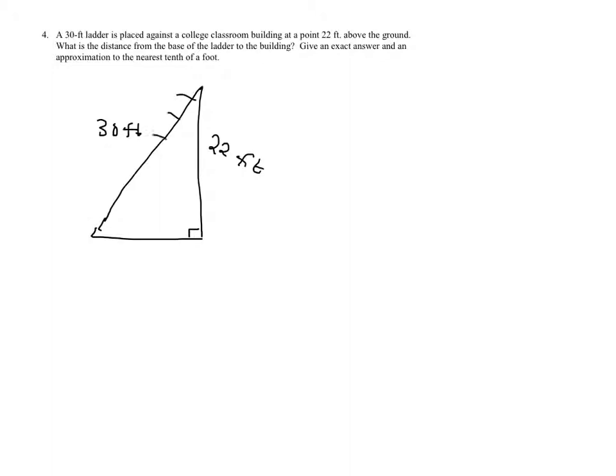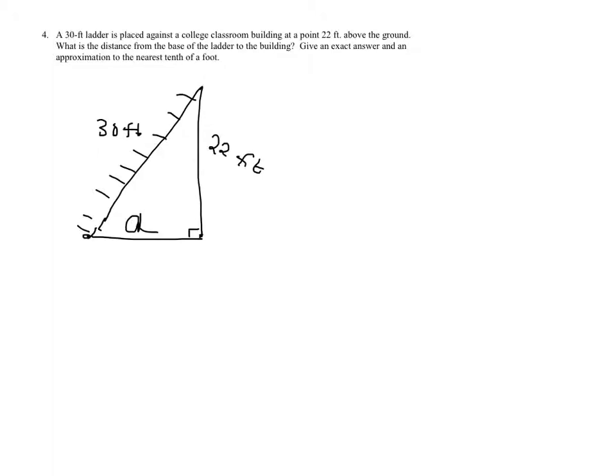Ta-da! Next slide. Okay, a 30-foot ladder is placed against a college classroom building at a point 22 feet above the ground. So here's a 30-foot ladder, and 22 feet. Here's my ladder, just draw it as a ladder so you know it's a ladder. What is the distance from the base of the ladder to the building? So I don't know this. Let's call this A for fun because we don't know. We know the hypotenuse. We know B.